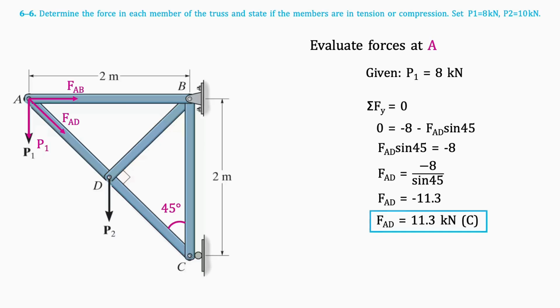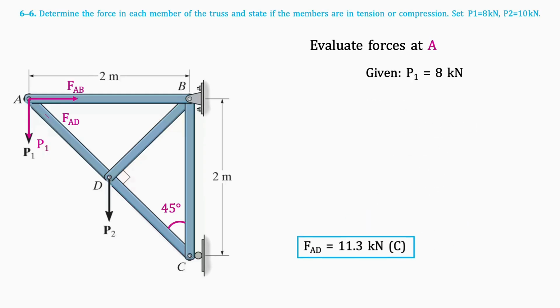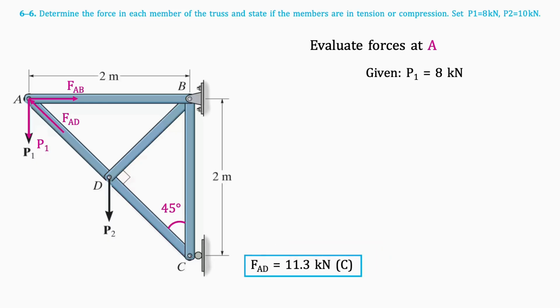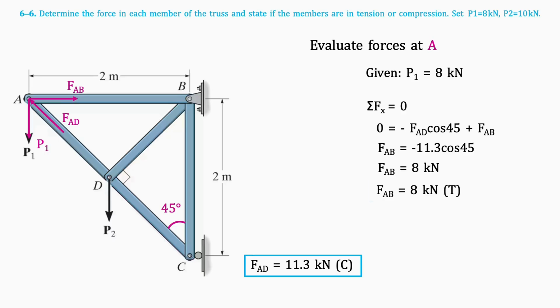Since our answer was negative and we set tension forces to be positive, FAD must be a compression force. Since FAD is a compression force, which was not our original assumption, we must flip that force in our free body diagram. Next, we can write an equation for the sum of the horizontal forces, which are the X components. The resulting equation is as follows, which when isolated for FAB results in 8 kilonewtons. Since the result is positive, it is a tension force.